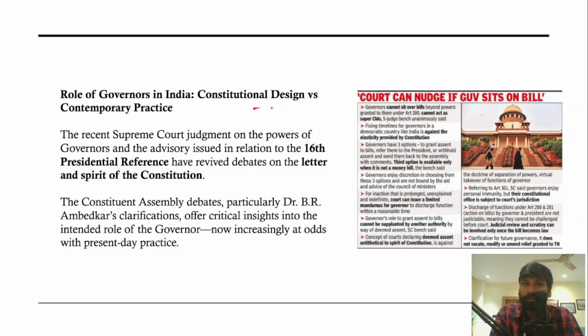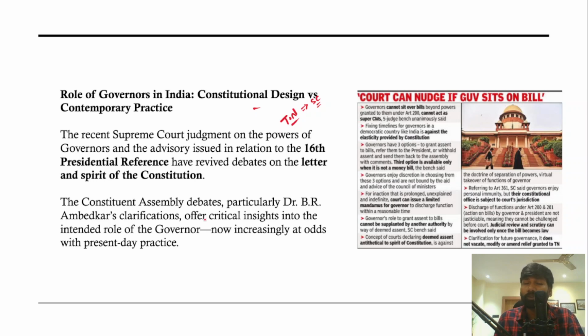Now we all know, and we have been discussing it as well, that the Tamil Nadu state government has not been given assent to the bills passed by the state legislative assembly. Several bills are pending before the governor, so the governor is not giving assent to those bills. As a result, the Tamil Nadu state government has approached the Supreme Court. And in this context, the Supreme Court has also issued directions to the governors and the president that they have to give assent to the bills within a proper time frame.